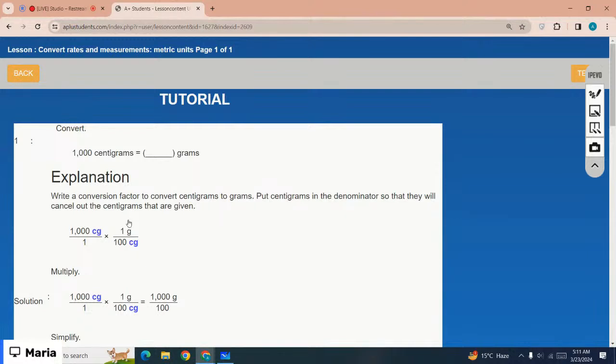Okay, the next one is 1000. You have to convert from centigrams to grams, right? 1000 centigrams equal how many grams? 1 gram equals 100 centigrams, right? So you have to divide it by 100. So 1000 centigrams divided by 100 equals 10 grams.